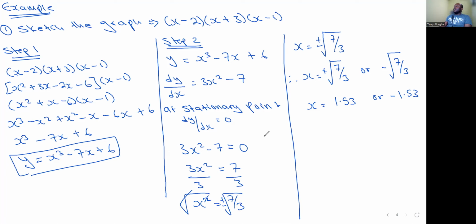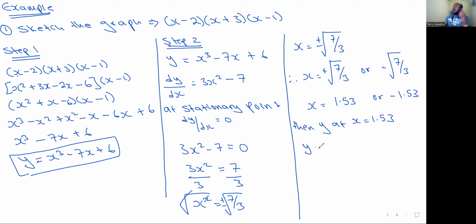So remember, we're finding stationary points. A stationary point is going to have both an x and a y coordinate. So we need to then find a y coordinate for each of these x values. The first thing we're going to do is find y when x is equal to 1.53. I remember in the video on stationary points, I told you that you have to substitute this x into the original y to get the corresponding y for that.